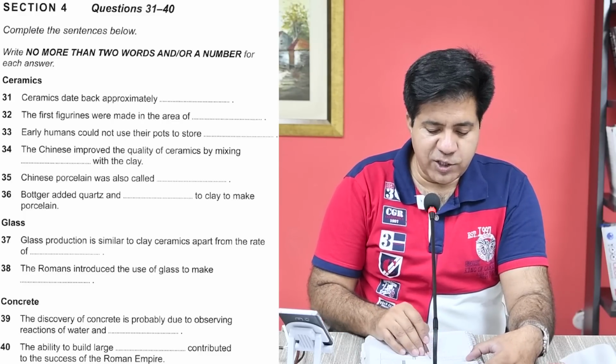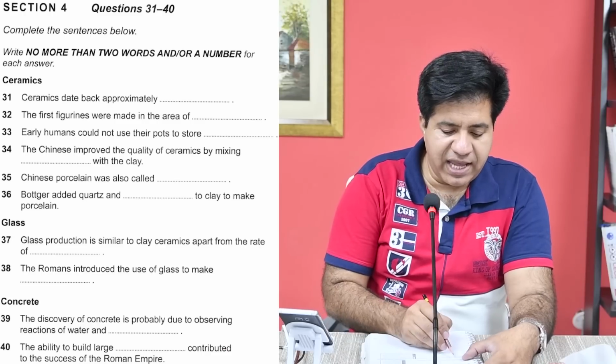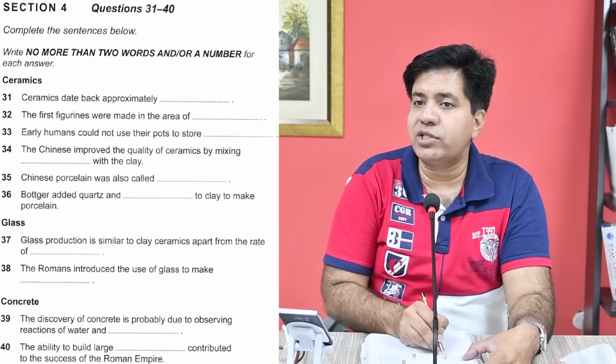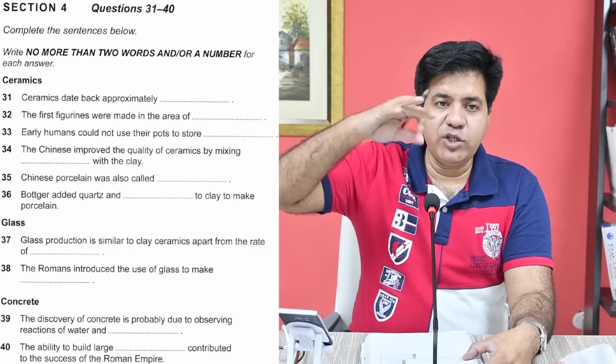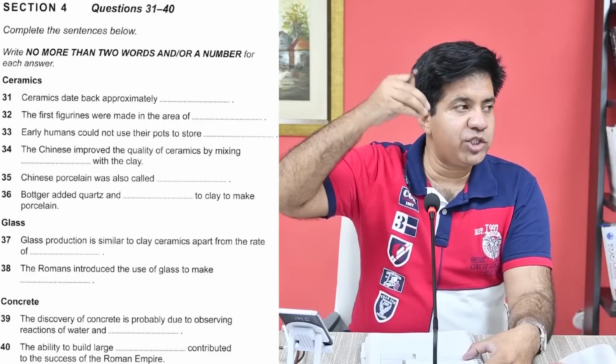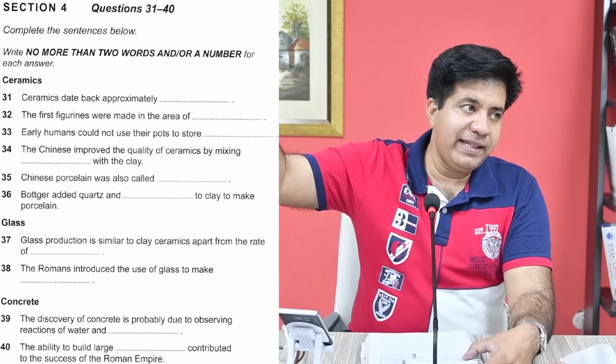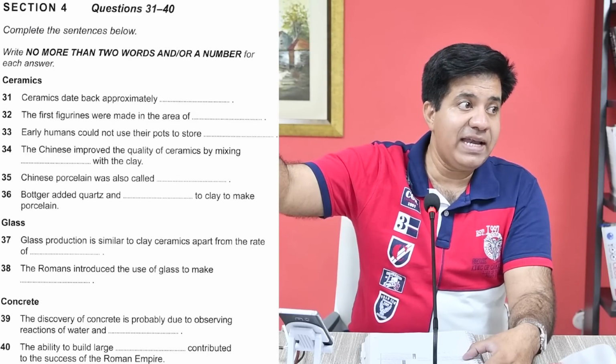Discovery of concrete is probably due to observing reactions of water and dash. Now the answer will come with water. It's another material which was added to water, and then they check the reaction of water and that material. It can be water and cement.